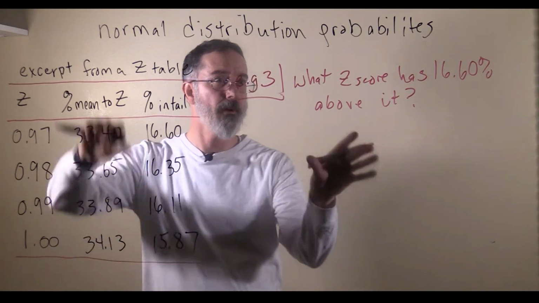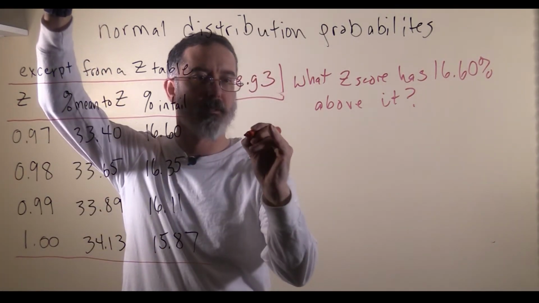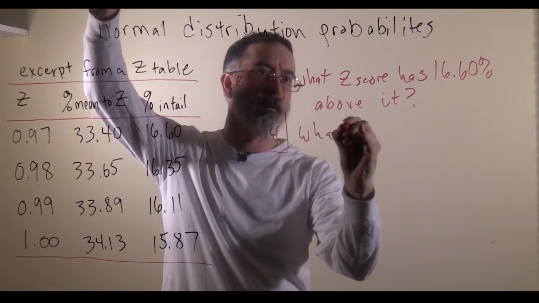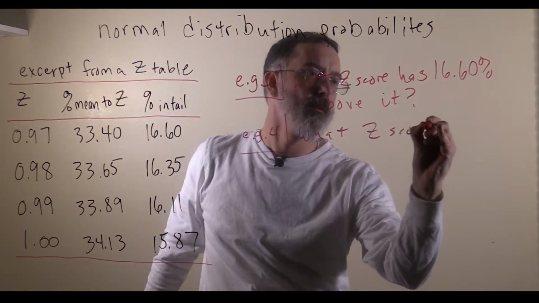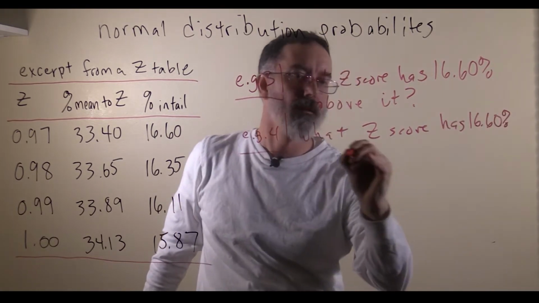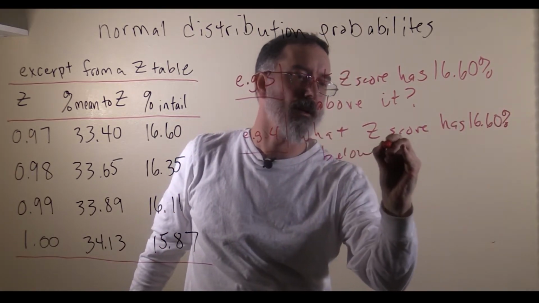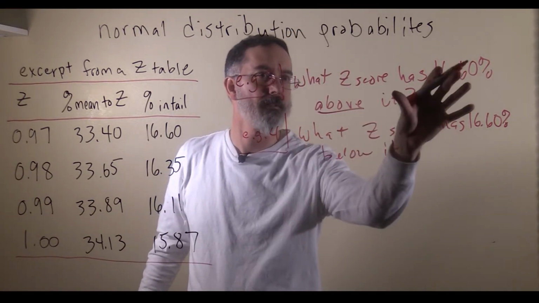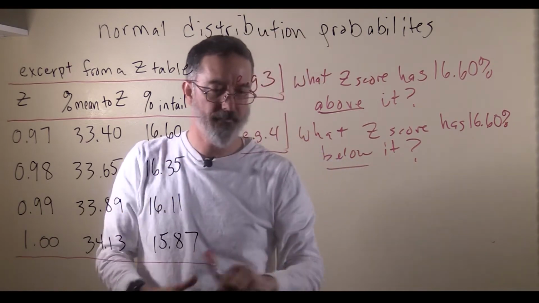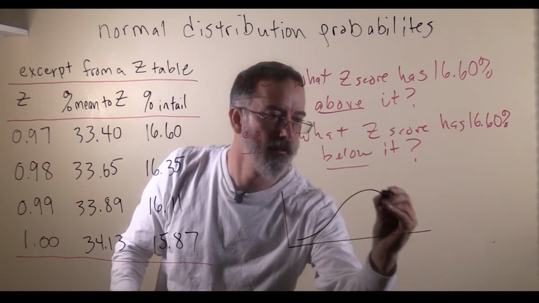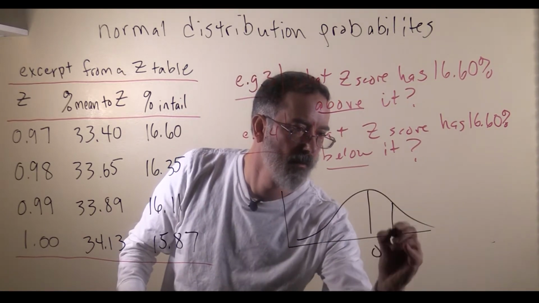Okay, so now we're going to do a very similar problem to this one, but slightly modified. So here we want to figure out what z-score has 16.60% below it. So it's very similar. Before we looked at what z-score had that percent above it, now we're looking for below it. So as always, start off drawing our normal distribution.